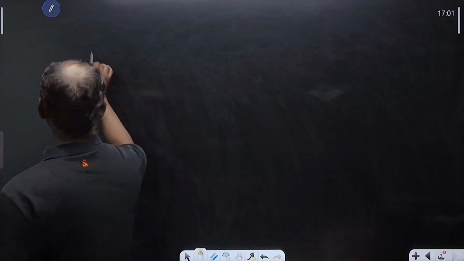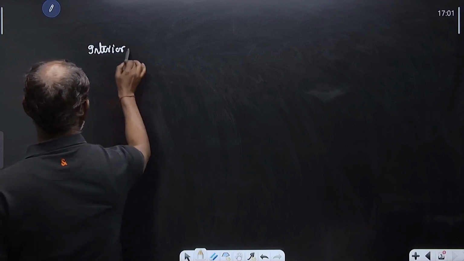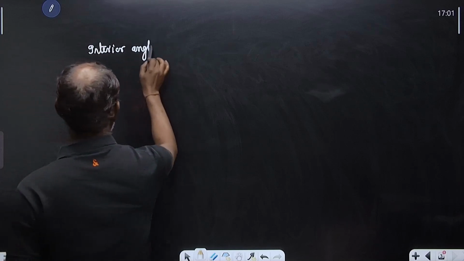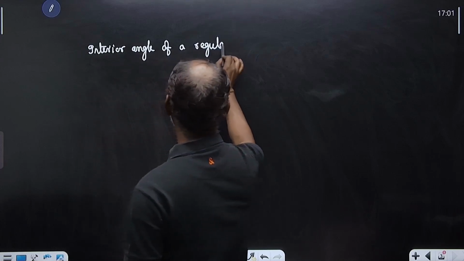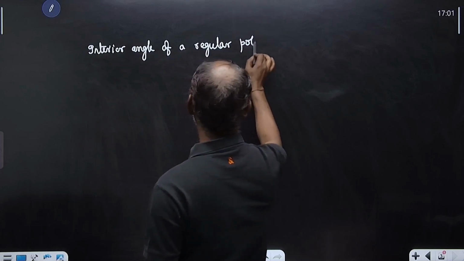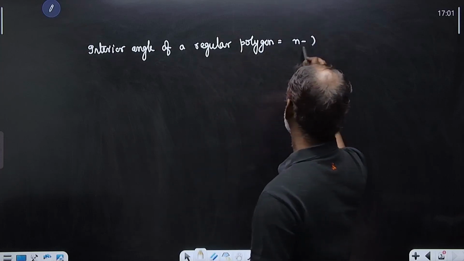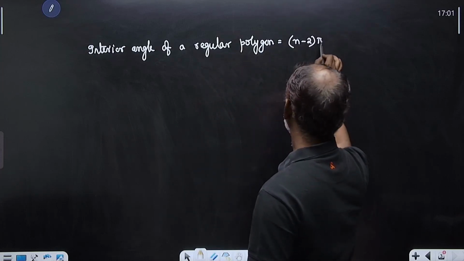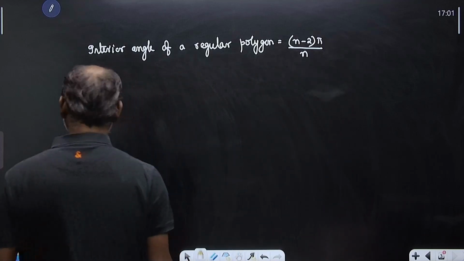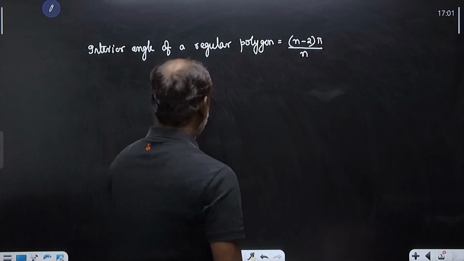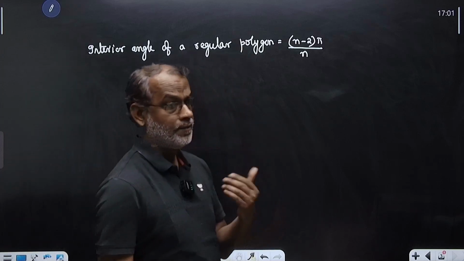So, the interior angles of a regular polygon, what will it be? All the angles are going to be equal. So each is n minus 2 pi by n. Fine. The sum is n minus 2 pi.